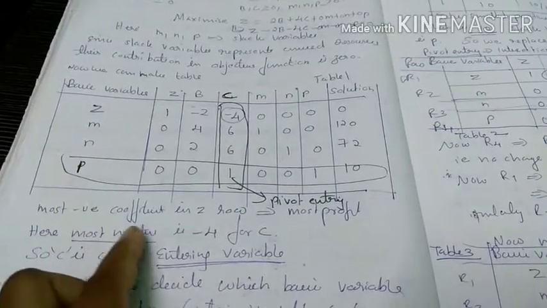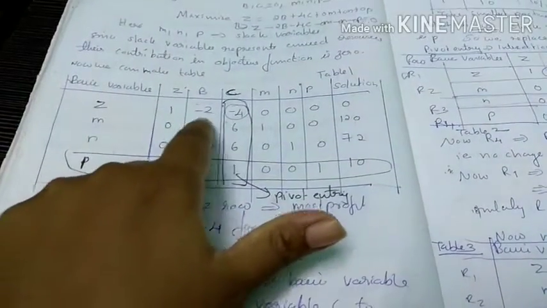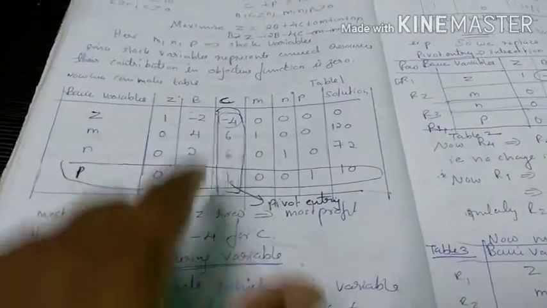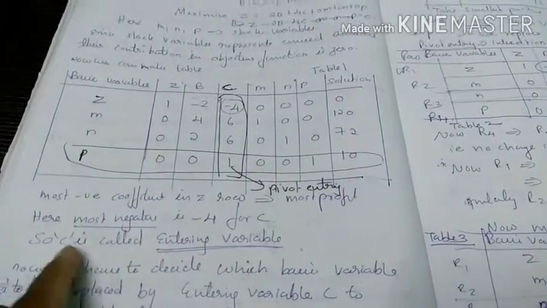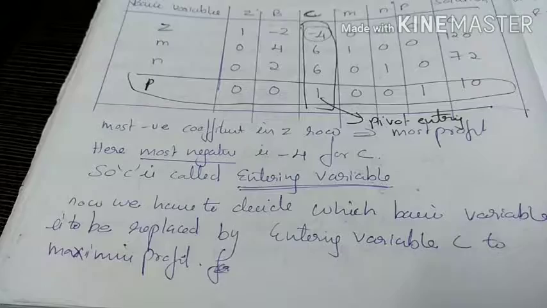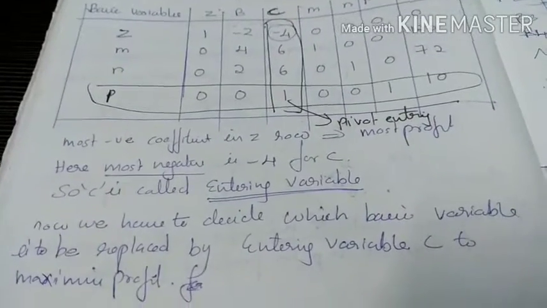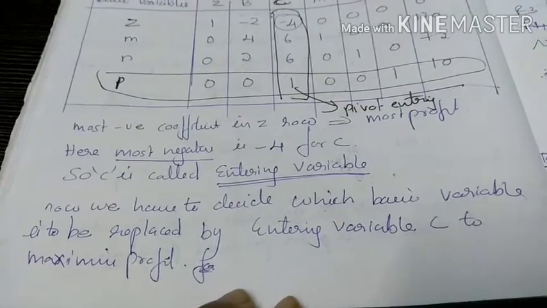And here we have to find the most negative coefficient in the Z row, that is minus 4, and this came for the variable C. So C is called the entering variable. Now we have to decide which basic variable is to be replaced by the entering variable C to maximize profit.